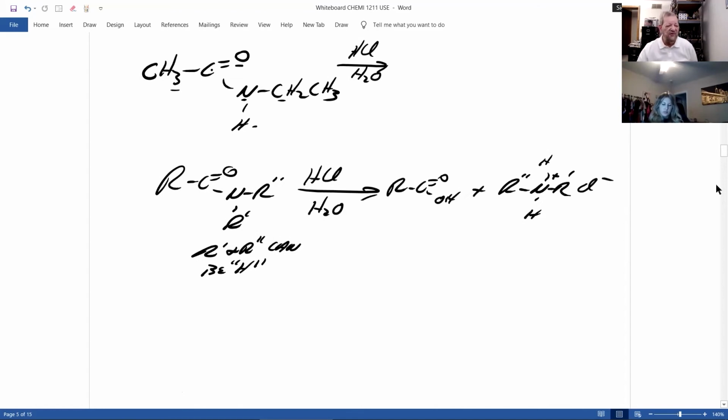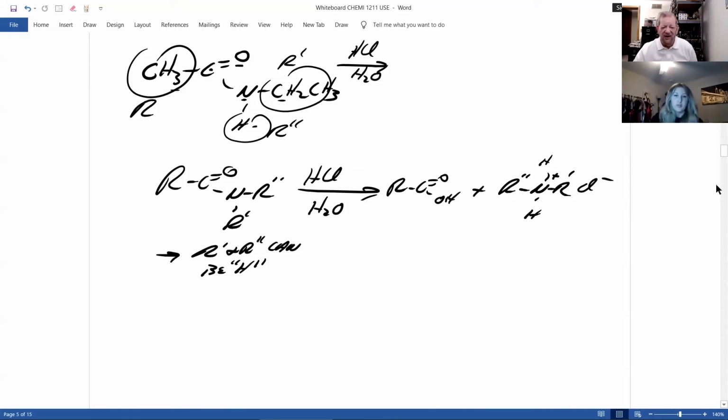So what's our R prime? Either one of these, I call this R prime. And this is our R double prime, because don't forget, one or both of those can be hydrogen. So let's look at this carbonyl carbon. What's our methyl? We get this, and I should have put a plus sign there. On tests, I will. And then I get this amine salt.